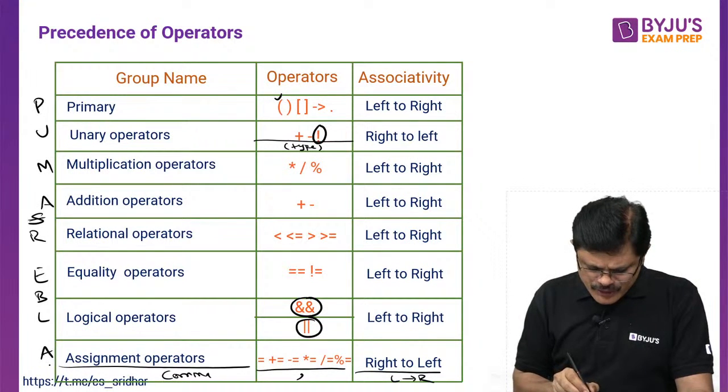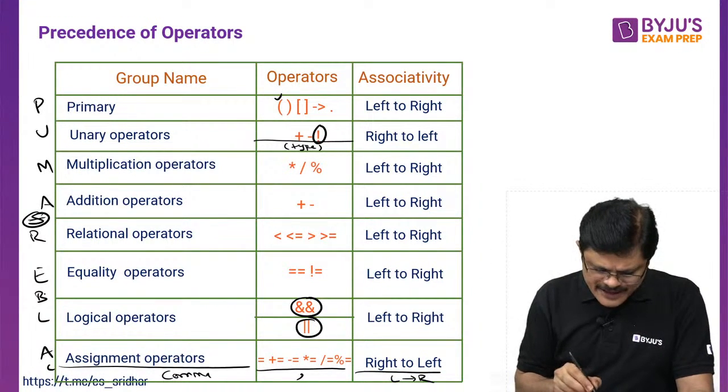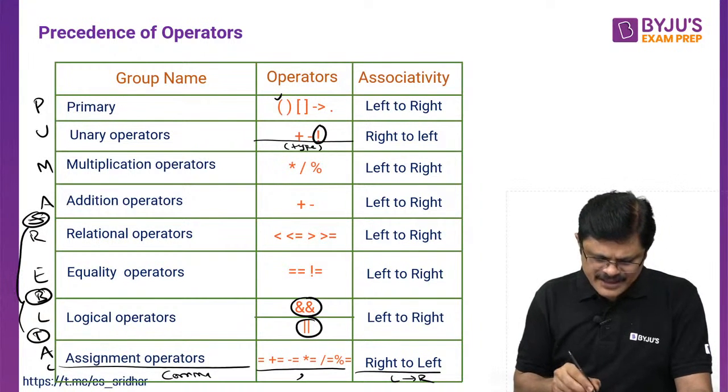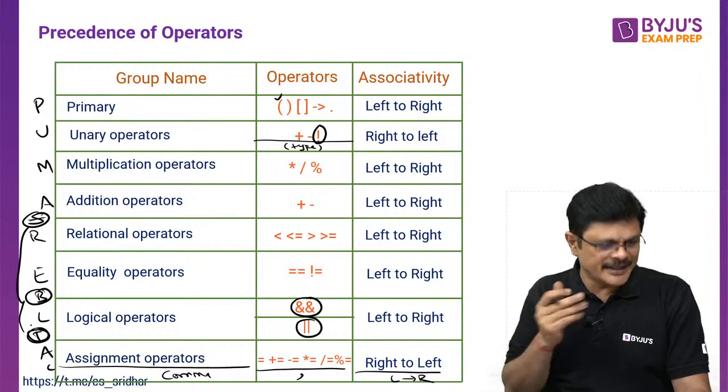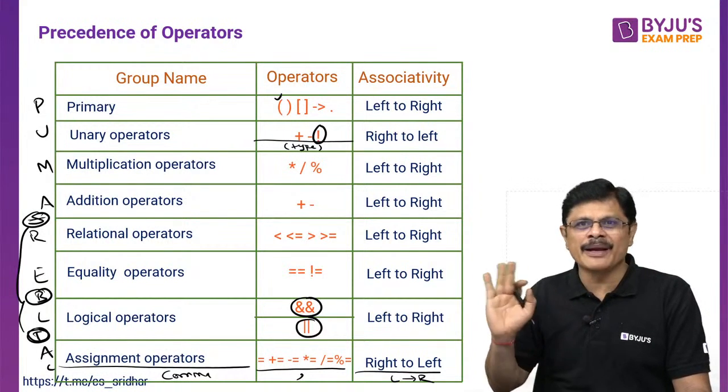So there are three more operators which are missing. These two I will discuss tomorrow, and ternary I will discuss today itself toward the end. So that this entire list will be completed.